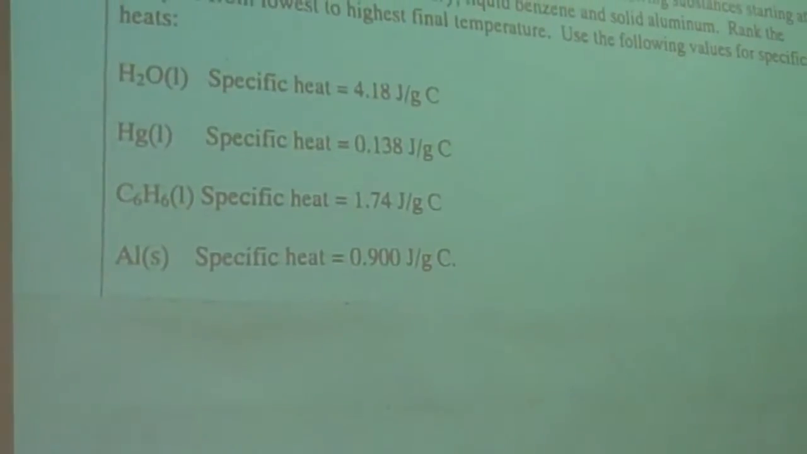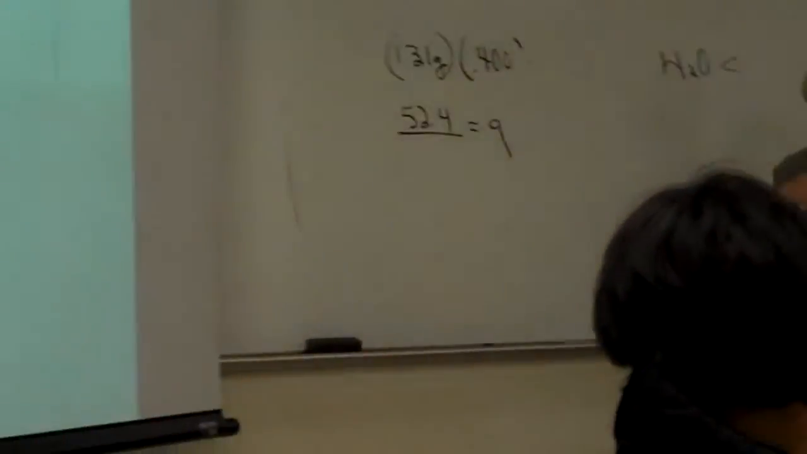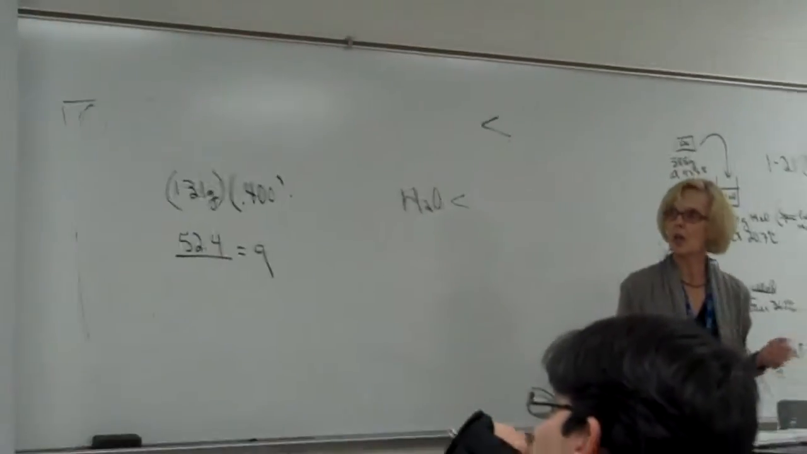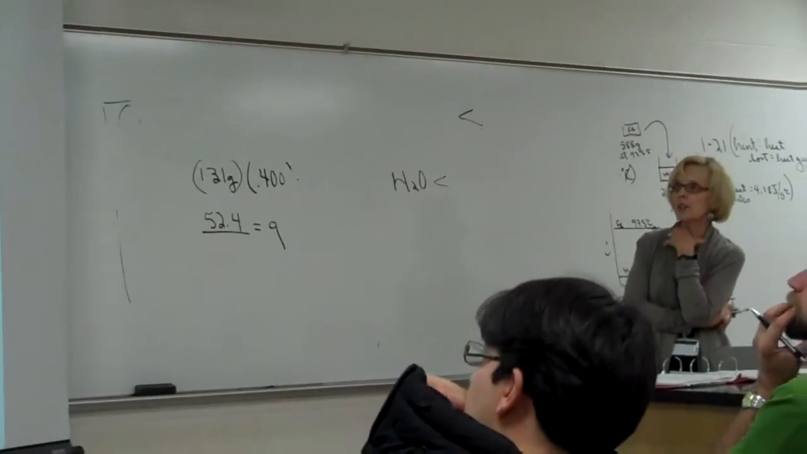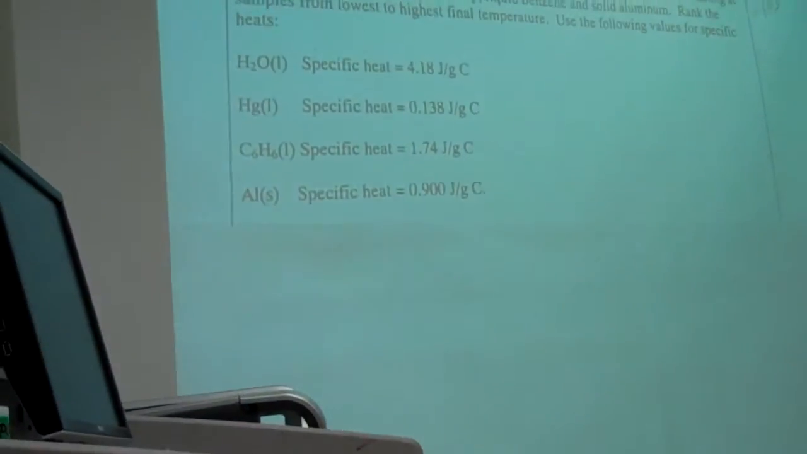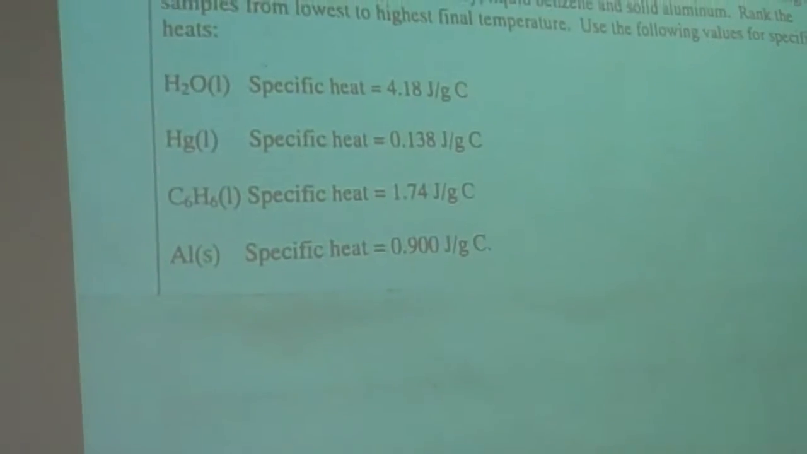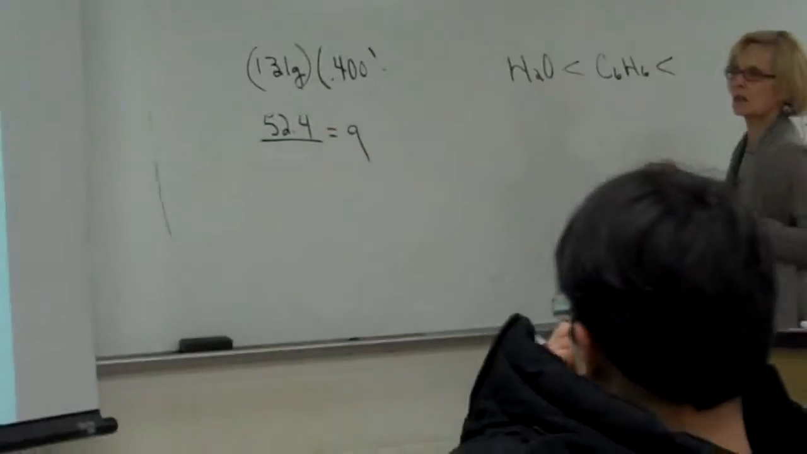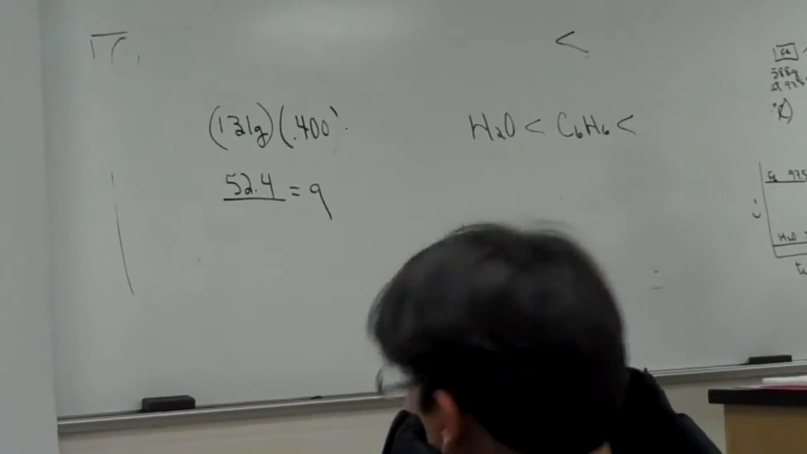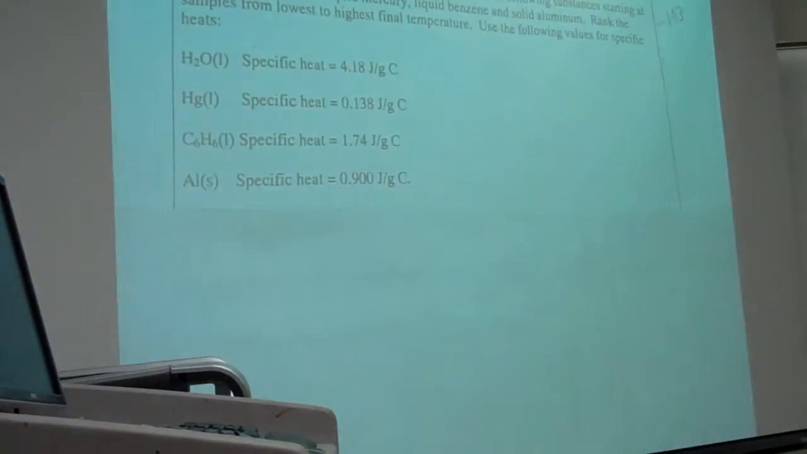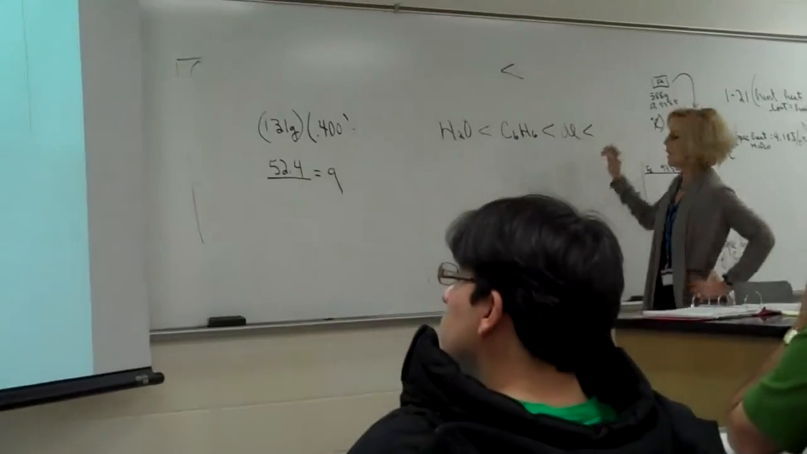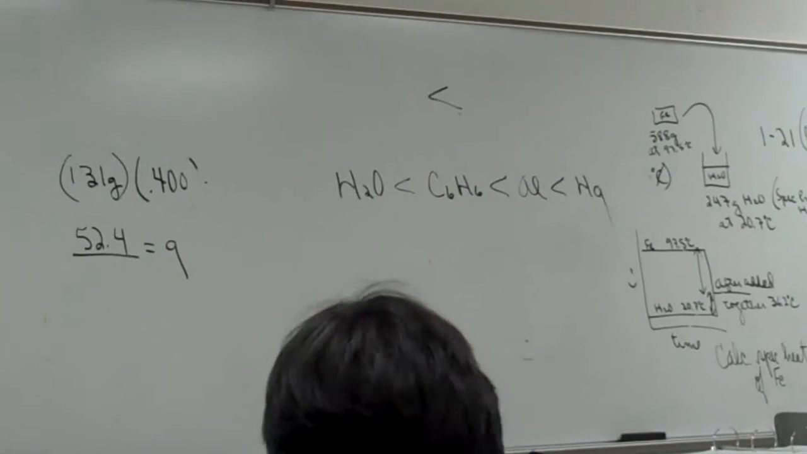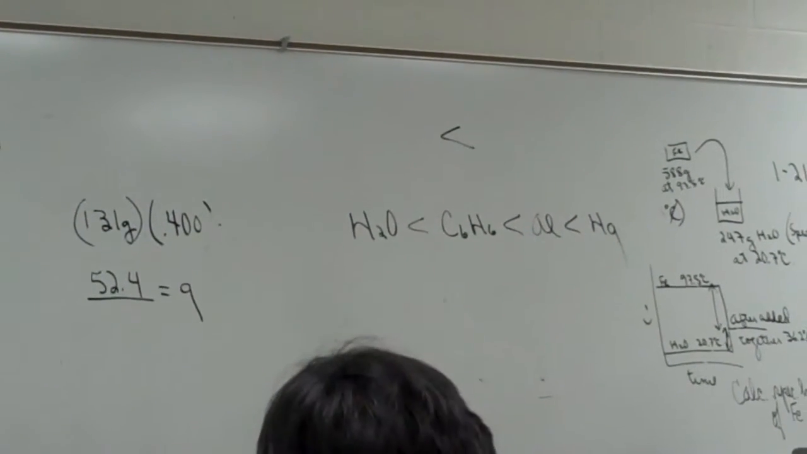Water, because it has such a high specific heat. You've got to stick in a lot of heat to make it change. Okay, who's coming in second place for lowest? Benzene, C6H6. Okay, who's coming next? Aluminum. And who's going to be the hottest of them all? Mercury. That's the answer. You just rank them. You don't have to do a calculation.